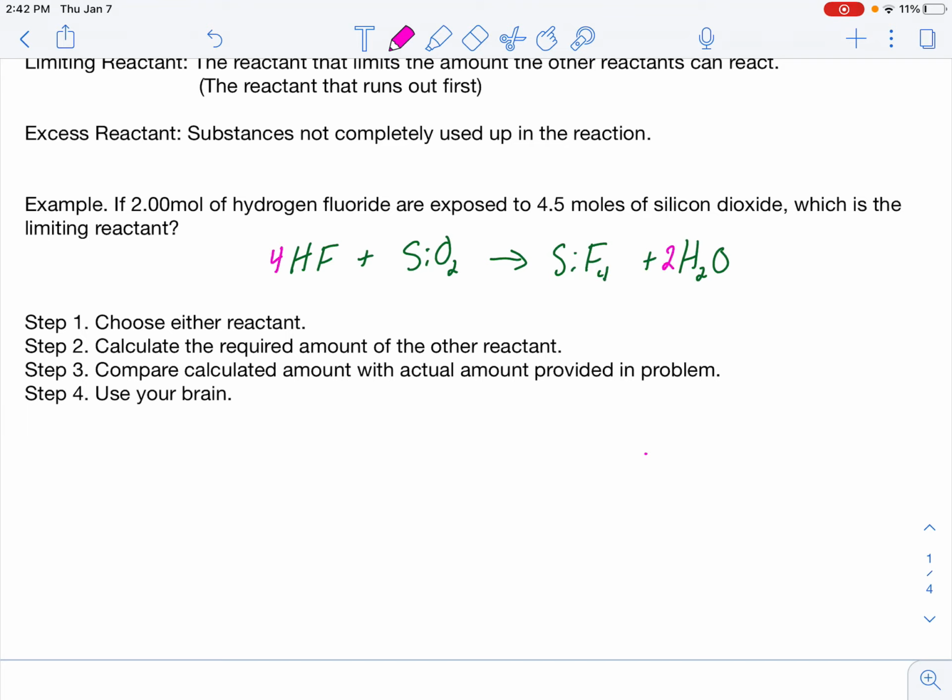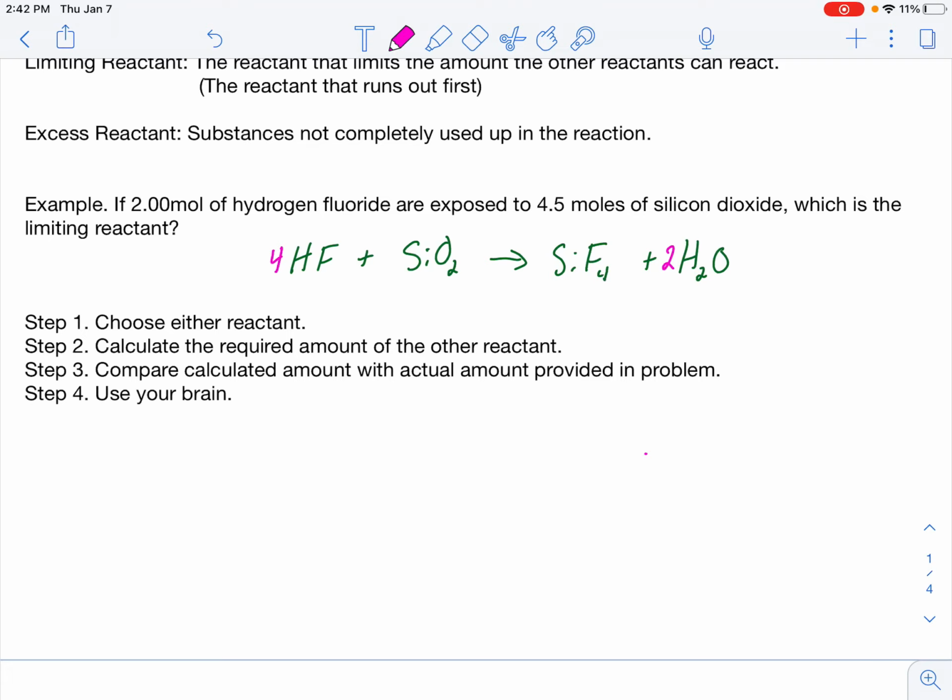All right, now, the step-by-step process to identify the limiting reactant. Okay, we have 2 moles of hydrogen fluoride, 4 moles of silicon dioxide, and we're figuring out which one's going to limit my reaction. Easiest way to do it, in my mind, is to choose either reactant. So randomly, I'm just going to choose HF.